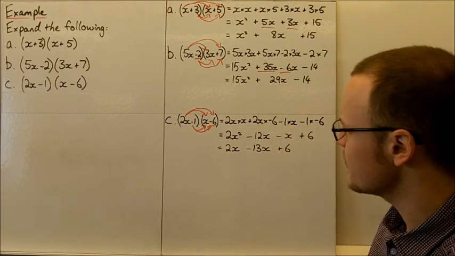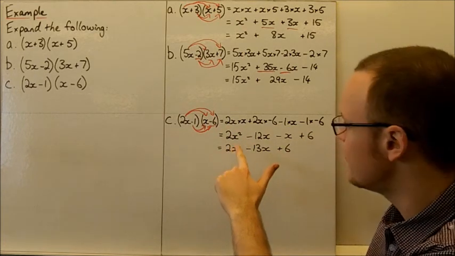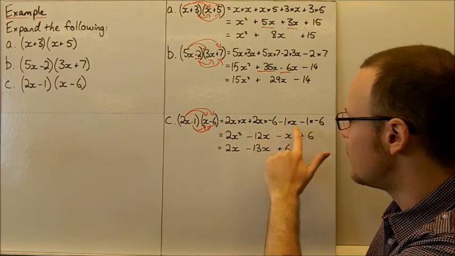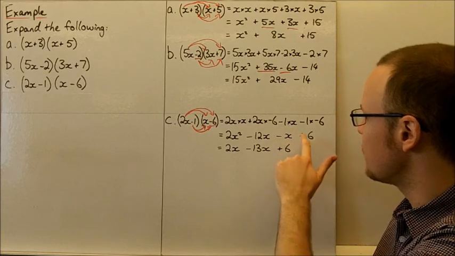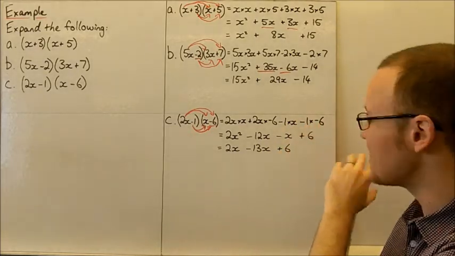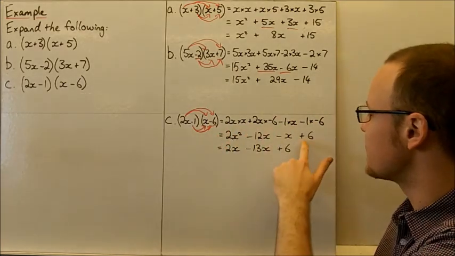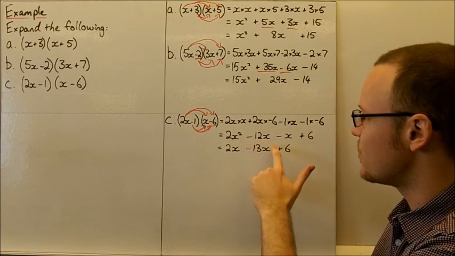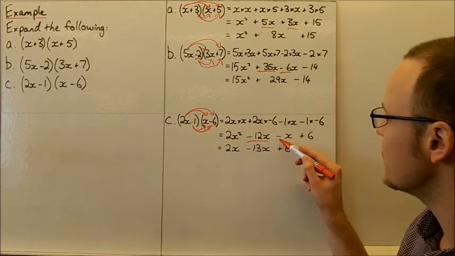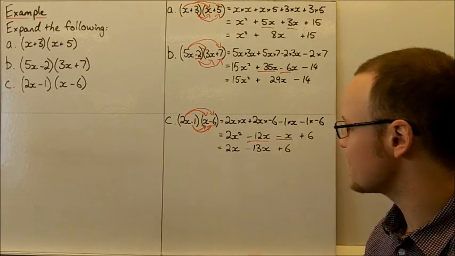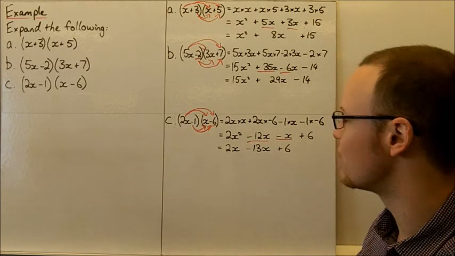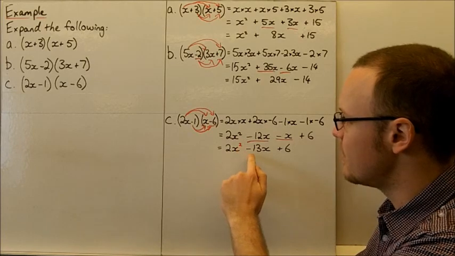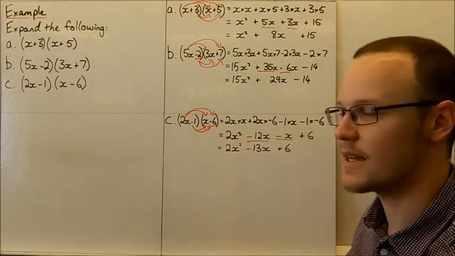Okay, so 2x times x is 2x squared. 2x times negative 6 is subtract 12x. Minus 1 times x is minus x. And subtract 1 times negative 6, a negative times a negative, is a positive, so we get plus 6. So 2x squared minus 12x minus x plus 6, and we've got like terms here. Minus 12x minus x is minus 13x, which is taking one more x away. I've just missed a squared sign there, but that's okay. 2x squared minus 13x plus 6 is the answer to that last one.